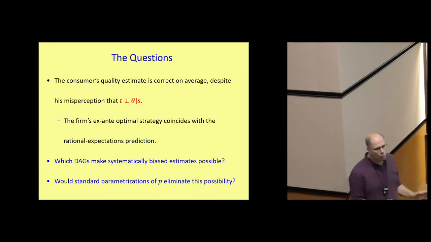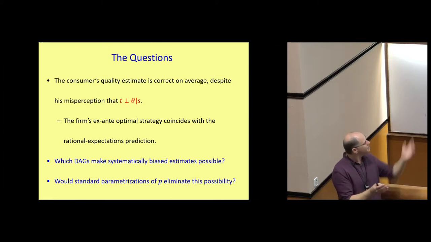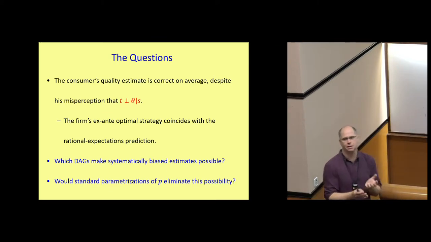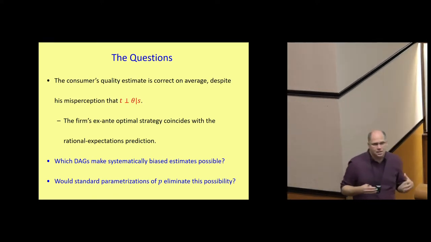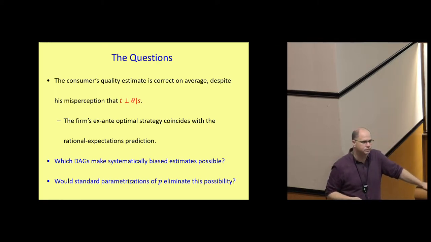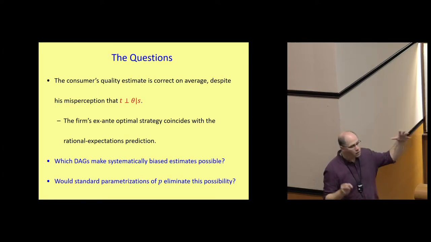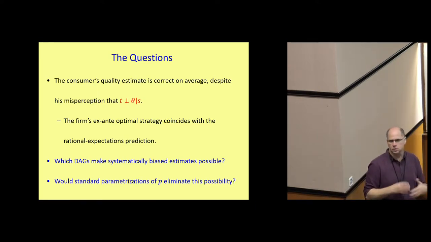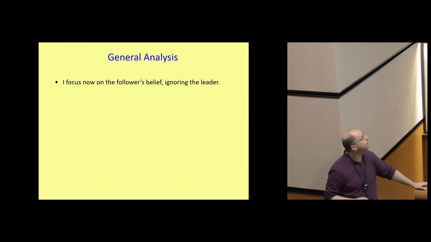And then the second question is, well, suppose that we have a DAG where we see that it passes the test, in the sense that it makes systematically biased estimates potentially possible. But then it depends on the parameterization of P. Will standard parameterizations of P eliminate that possibility? For example, in the macro applications, it's very conventional to use linear normal models. So that's a parameterization. It's just conventional in economic models. Will that parameterization restrict the ability of principals to systematically fool agents with wrong causal models? Okay, so that's the question.